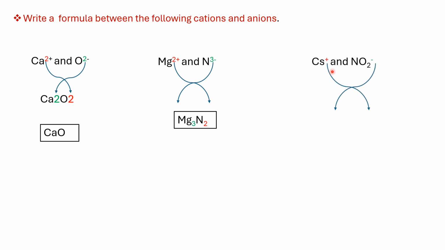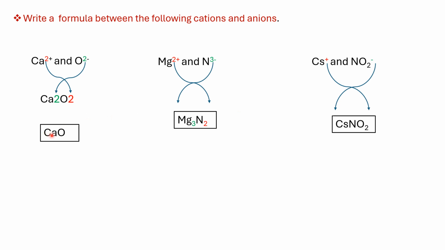This is cesium. Cesium is in group 1, an alkali metal, and it forms a +1 charge. And nitrite is a 1 minus charge. So this is 1 minus and 1 plus. The magnitude is 1 and 1. So then simply cesium nitrite: 1 cesium atom combined with the polyatomic anion NO2.